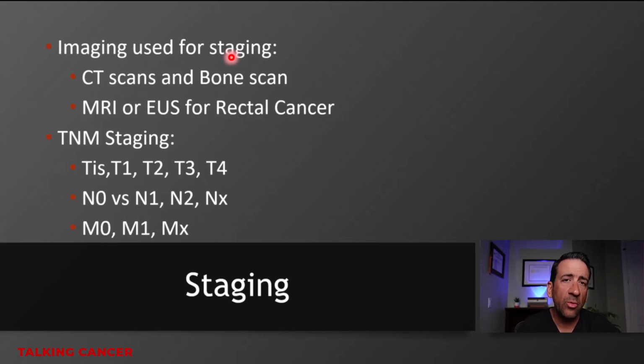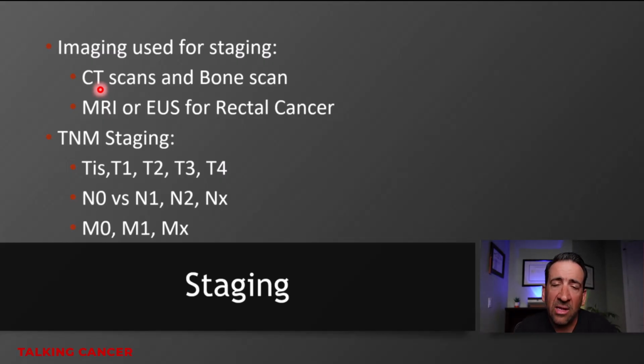And the most common ones that we use are a CT scan and a bone scan. So we will perform a CT scan, usually of your chest, abdomen, and pelvis with IV contrast if possible, as well as a bone scan, because we want to make sure that you do not have cancer elsewhere. Unfortunately, colon cancer likes to spread to your intra-abdominal cavity, your liver, your bones, your lungs, just to name a few of the more common locations. So we want to try to find this.